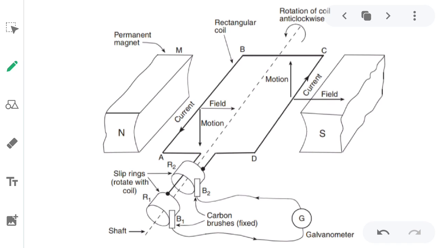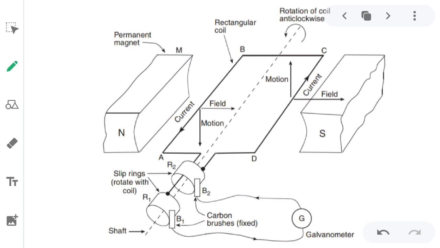So while rotating AB and CD, you can see that when the current is produced in this conductor, the direction of current will be from D to C and B to A. Okay, this we can get through Fleming's right hand rule, that what is the direction of current induced in this conductor.